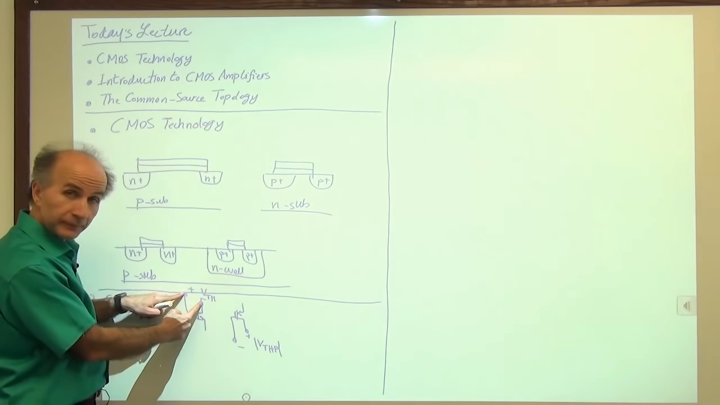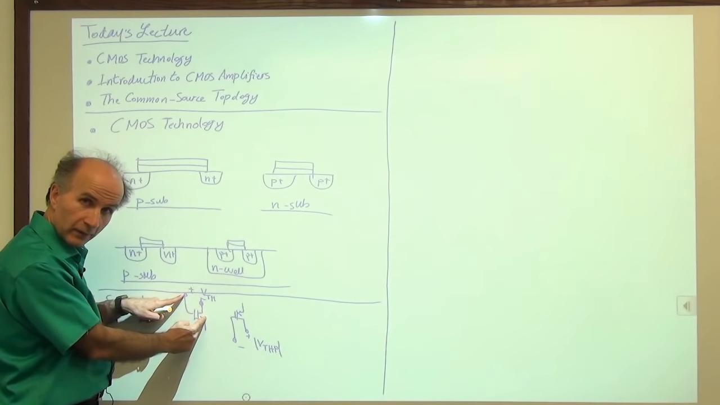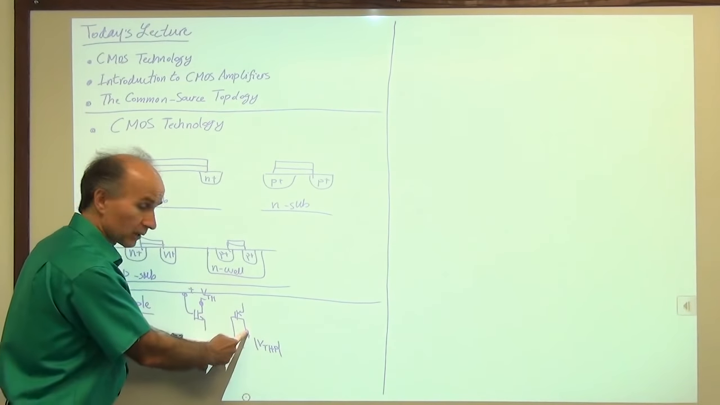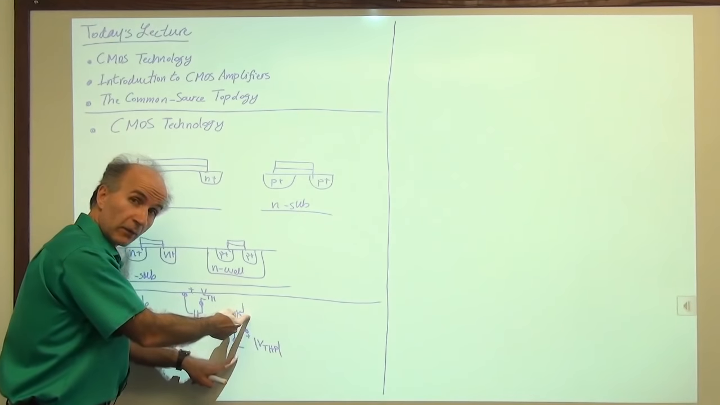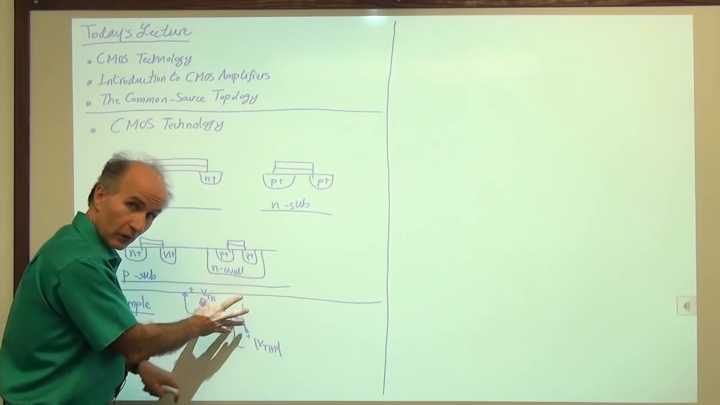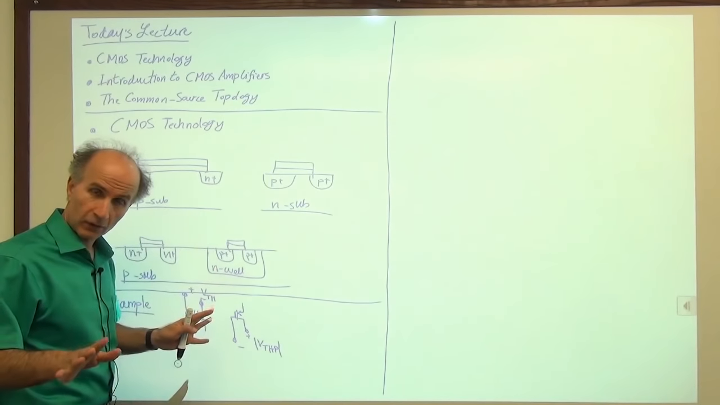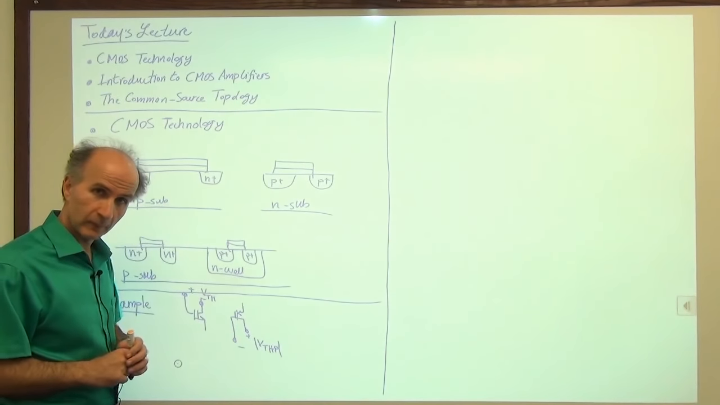If we are here and the drain goes lower or the gate goes higher, we enter the triode region. If we are here and the drain goes up or the gate goes down, we enter the triode region. So that's what you have to remember. These two pictures will help us analyze the region of operation of any circuit.